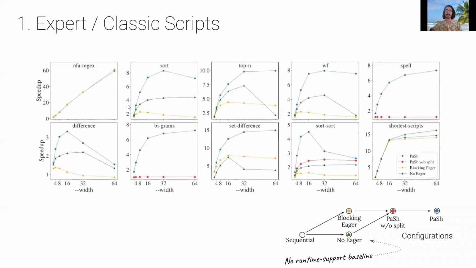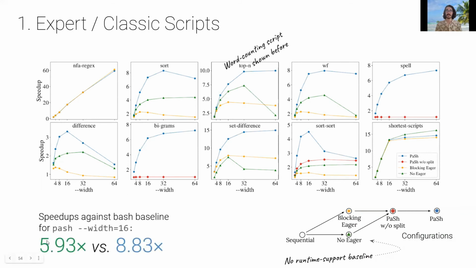And we can see that the PaSh configuration actually outperforms all other configurations and gives significant speedups, except for the case of shorter scripts, which actually do not need any buffering. So the no runtime support configuration is actually better. Top N is actually the script that we showed in the beginning of the presentation. And the speedups are actually significant. So for the 16-width case, against the PaSh line, the complete PaSh with all the optimizations gives 8.83 speedup compared to 5.93 of the no runtime support PaSh.